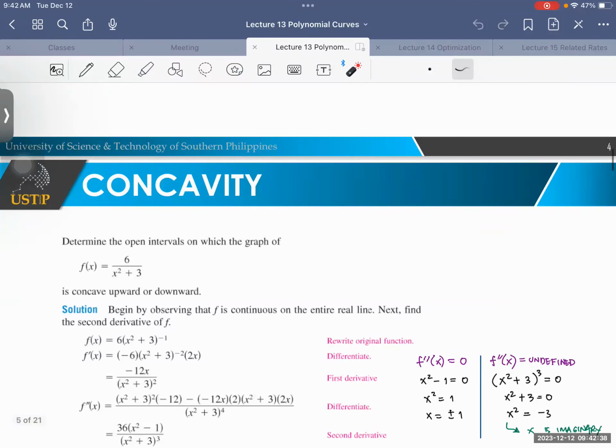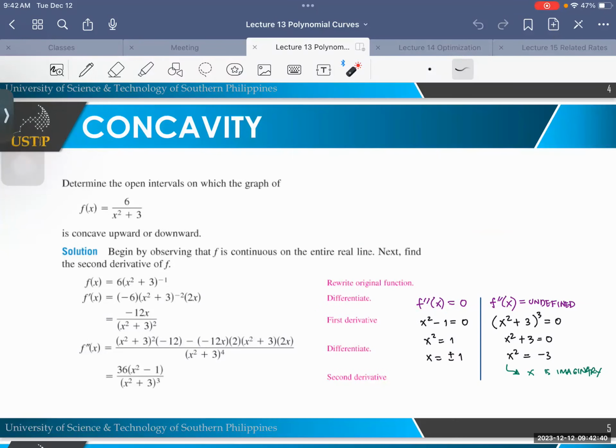Okay, so suppose we have this function. We are to determine the open intervals on which the graph of f of x equals 6 over x squared plus 3 is concave upward or downward.